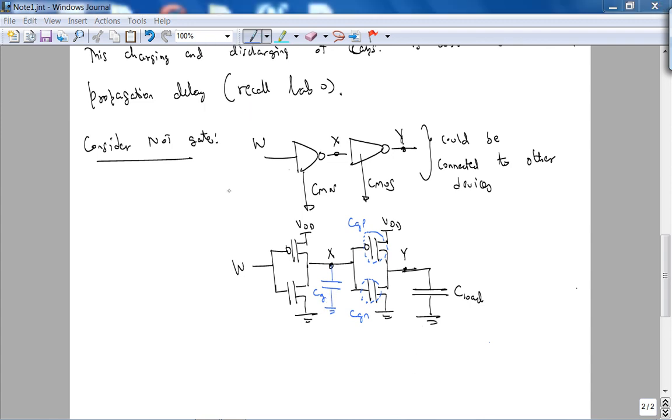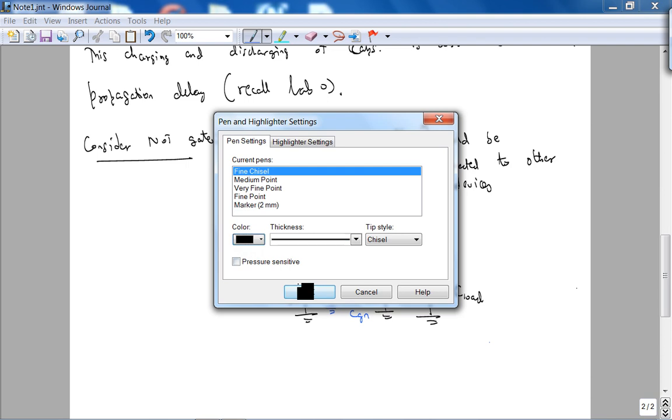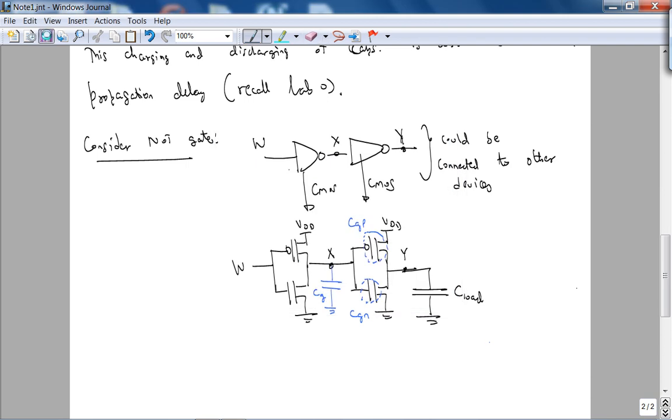Another point to make is that if you consider this node, it's kind of obvious as an engineer that the more devices you have connected here, the larger the load capacitance. What I just said is quantified by something called fan-out, which is the number of devices that can be connected.